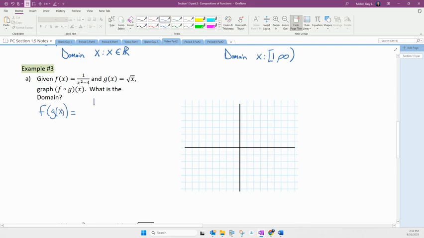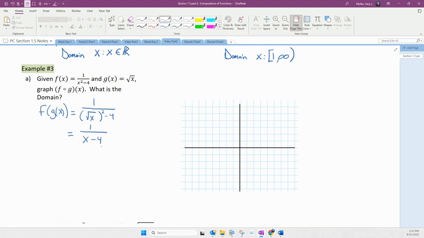Which is going to be 1 over x, so parentheses squared minus 4. I'm going to put in the square root of x. Simplify, I get 1 over square root of x squared is just x, so this becomes x minus 4.